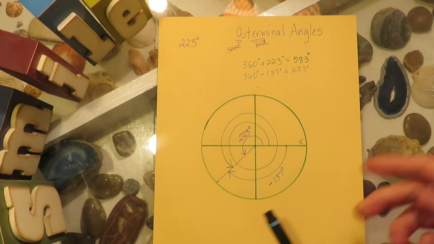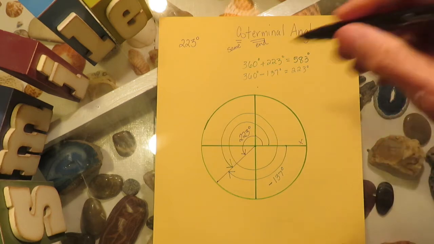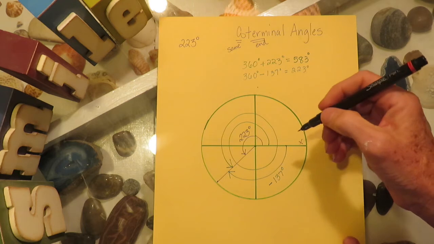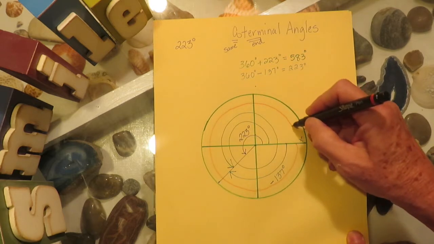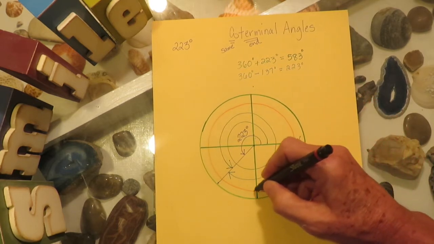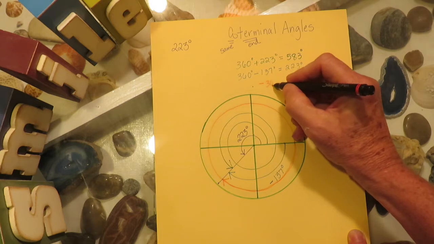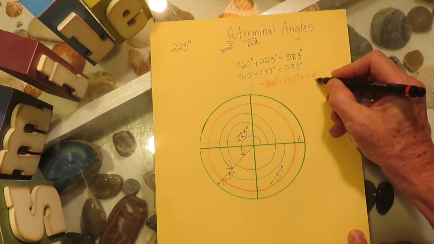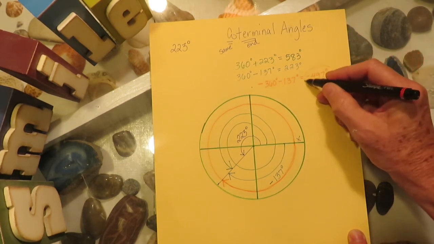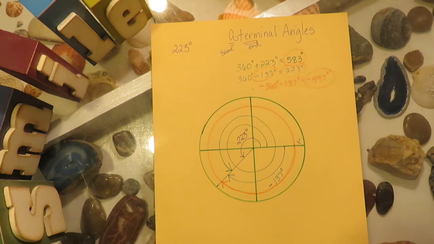There's infinitely many coterminal angles to this 223 degree angle. I could just keep rotating around backwards or forwards and continue to land at the same spot. For example, if I rotated backwards all the way around 360 degrees and then I kept going another 137 degrees, if I rotated negative 360 minus 137 more, that would be negative 497 degrees. So 497, negative 137, 583, 223, they are all coterminal. They all terminate at the same point.